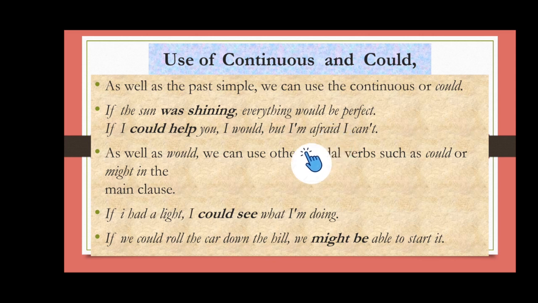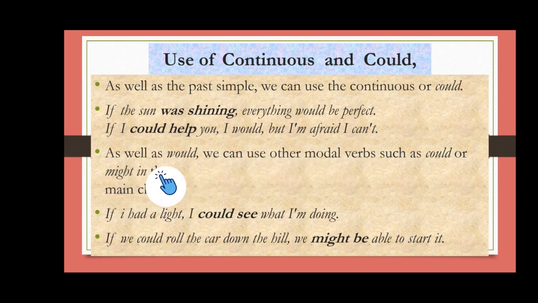We are just imagining. If I could help you, I would, but I'm afraid I can't. Again, we can even use could in a conditional clause because it is past, but we are not referring to past. If I could help you, can I help you? Not at all. Right? So I would, but I'm afraid I can't. In the present time, I can't help you.